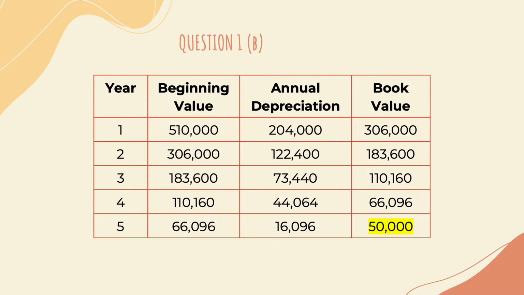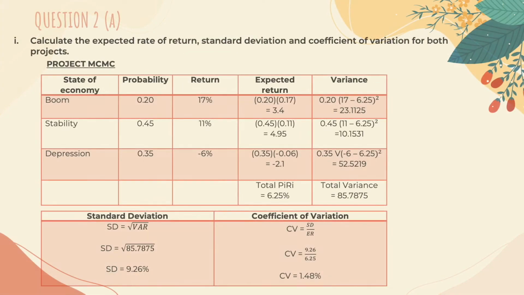So the annual depreciation for year 5 is 16,096. That is the one that we are going to put for the second table in year 5 for annual depreciation. And then same goes, we need to calculate just like before, just for the year 5 annual depreciation we need to replace it with the 16,096, and you will get the book value 50,000 as stated in the question. That's all.